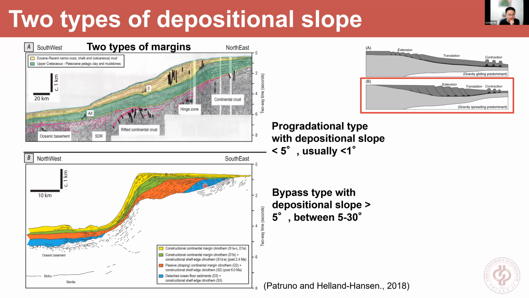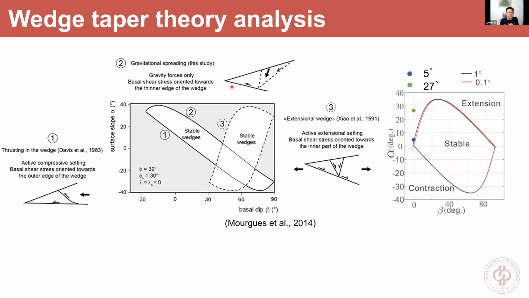I think this is from the Lower Congo Basin or somewhere, I don't remember. But this is from an Arctic basin. I think this type of basin you can see almost everywhere because it's a depositional wedge. So these two deposition slopes actually have different implications in analog modeling. If we look at the literature, there are actually some discussions. There has been some use of wedge taper theory to analyze the stability of these wedges.